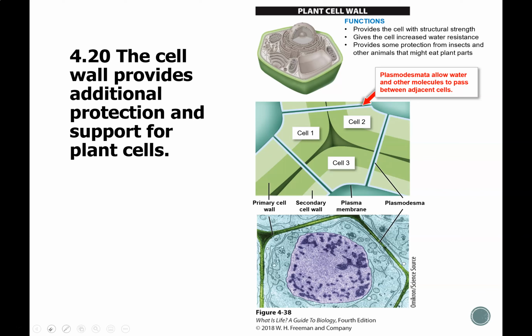So plant cells are rigid, and this makes sense because plants don't have bones. We stand upright, our dog stands upright because we have that bone skeleton inside of us that is giving us support. Plants don't have that.